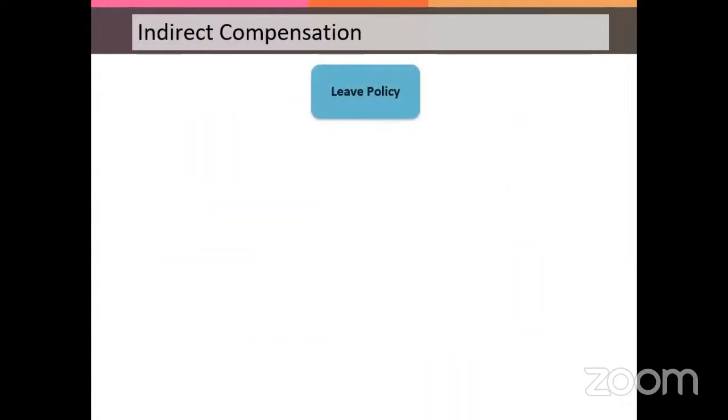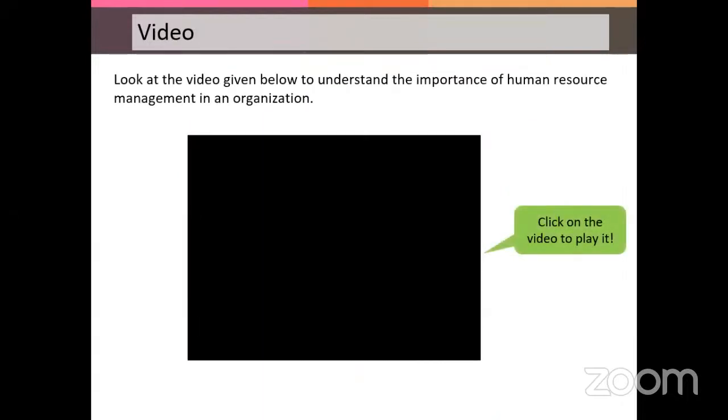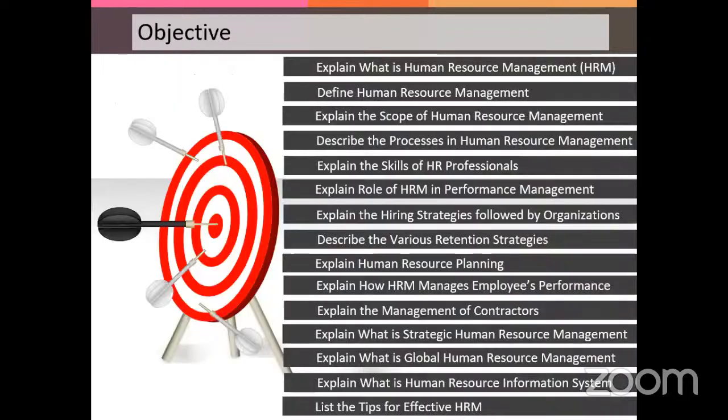Now, in the indirect compensation, you have things related to the leave policy, overtime policy, hospitalization, insurance, holiday homes, retirement benefits, and flexible timings. There's a video here I would like us to watch, but for the sake of time, I will move on and I will share the video link so that you can also have access to watching it.